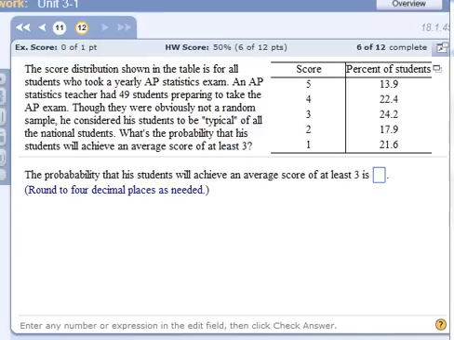Okay, so what we need to do is get a mean and a standard deviation for this probability model, and then a sampling distribution model of 49 students over and over again would be normally distributed with the same mean as this probability model, but it would have a standard deviation equal to this model standard deviation divided by the square root of 49. That's what the central limit theorem tells us. And then once we know that, figuring out the probability that his students will achieve a score of at least a 3 is just going to be a norm.dist question.